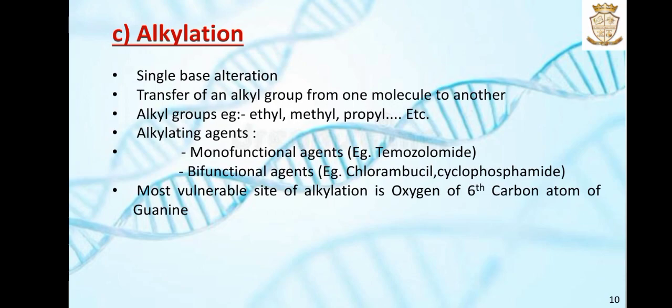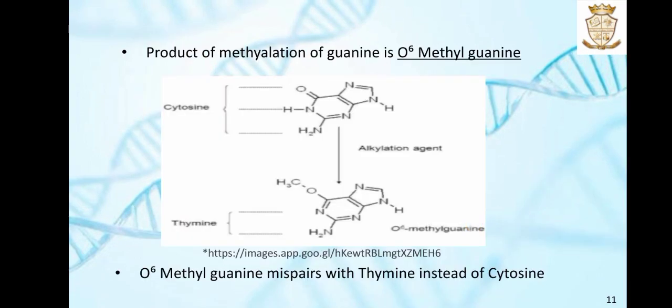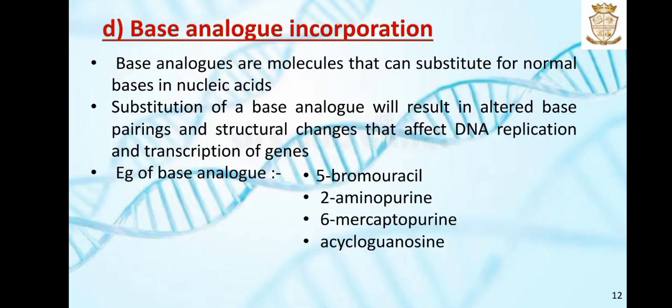Alkylation, a single base alteration, is the transfer of an alkyl group from one molecule to another. Alkyl groups are, for example, ethyl, methyl, propyl, etc. Alkylating agents are monofunctional agents such as temozolomide, and bifunctional agents such as chlorambucil and cyclophosphamide. The most vulnerable site of alkylation is the oxygen of the 6-carbon atom of guanine. The product of methylation of guanine is O6-methylguanine. O6-methylguanine mispairs with thymine instead of cytosine.